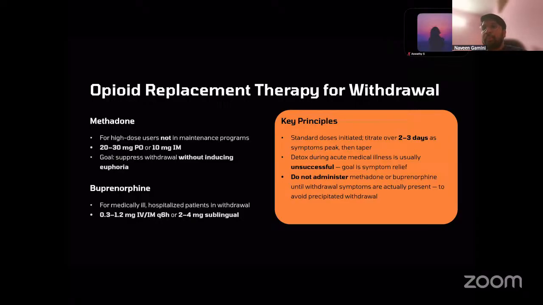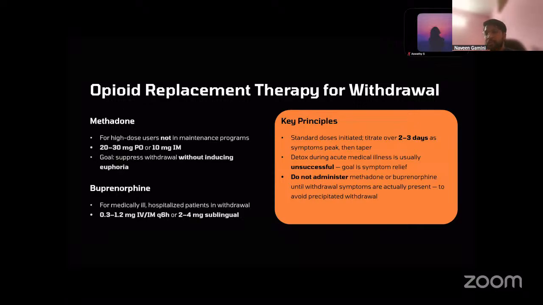Regarding opioid replacement therapy, the standard doses will be initiated and we need to titrate over 2 to 3 days because symptoms will be peaking and then tapering. As I explained previously, withdrawal symptoms usually peak by 3 days, last till 5 days and then reduce. In the same way, both of these opioid replacement therapies, if initiated, should also be tapered.